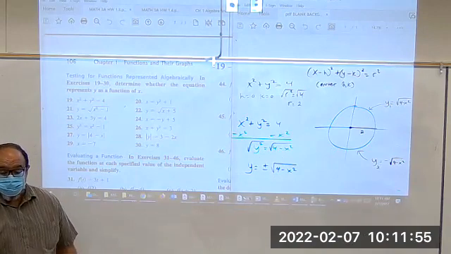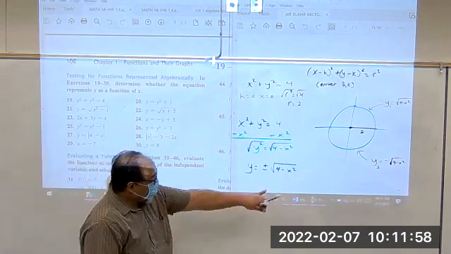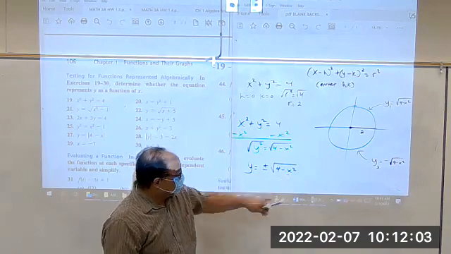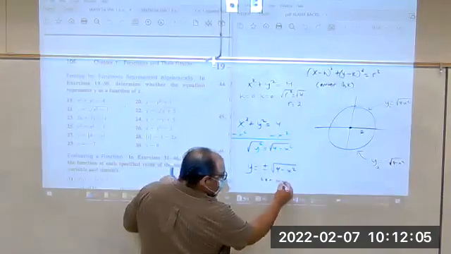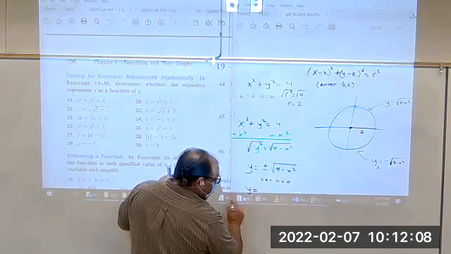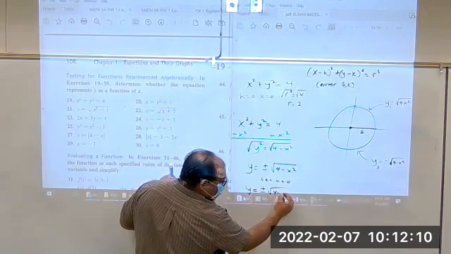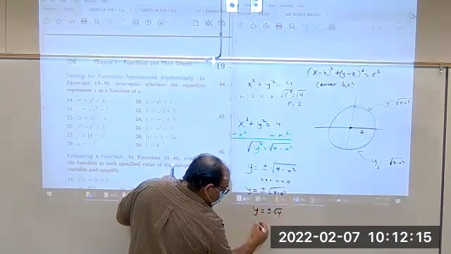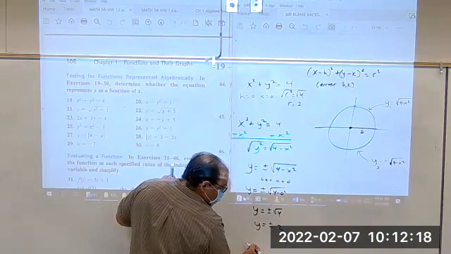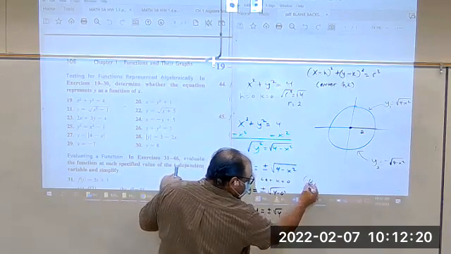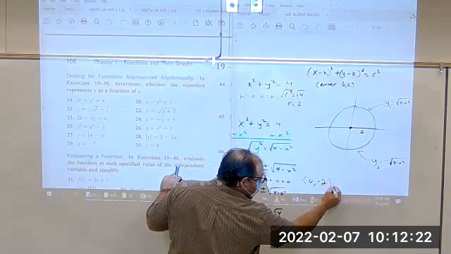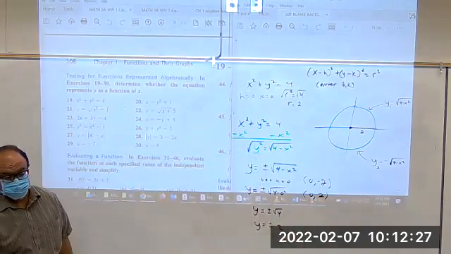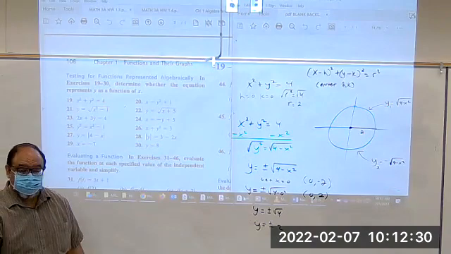But again, here's why it's not a function. When I plug in one answer for x, I'll get 2 different answers for y. If I plug in 0, let x equal 0, y is going to be plus or minus the square root of 4 minus 0 squared. So y is equal to plus or minus square root of 4. So y is equal to plus or minus 2. So when I plug in 0, I get a negative 2. I also get a positive 2. Not a function. But I can tell when I get the plus and minus.